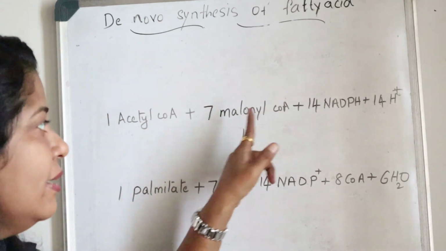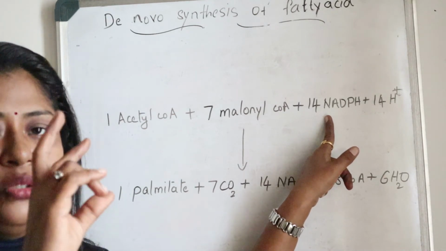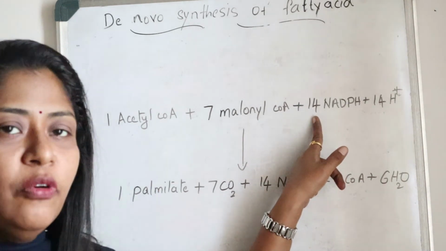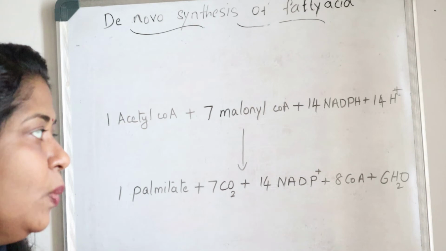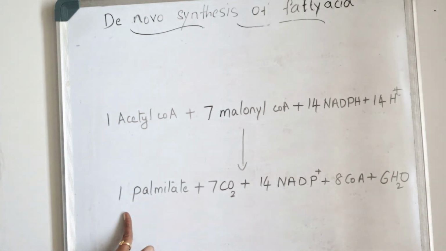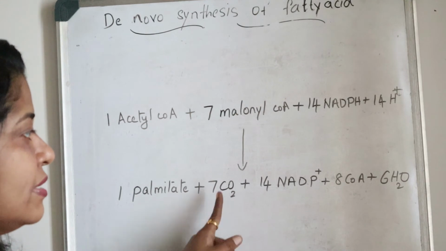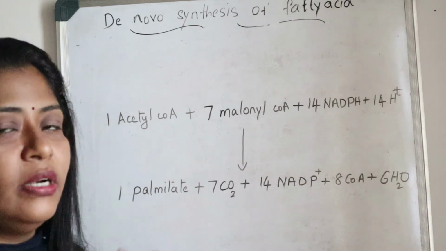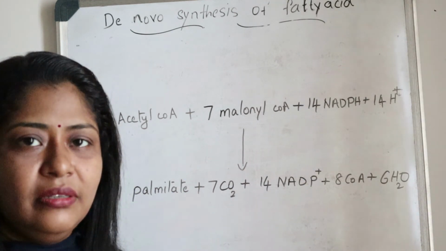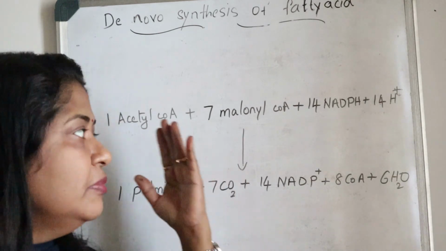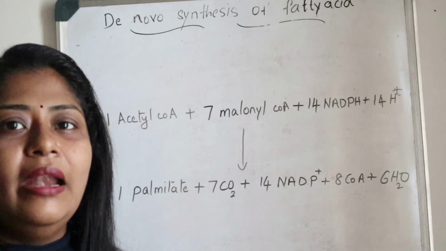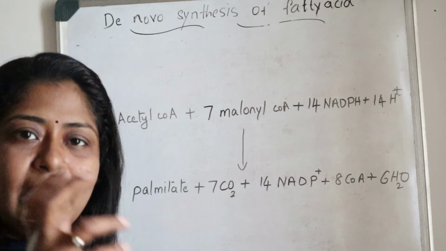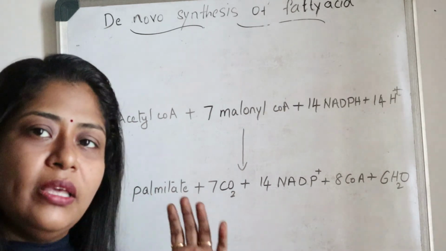So 7 malonyl-CoA, 14 NADPH, that we know 2 NADPHs are required for each cycle, so 14 NADPH plus 14 H plus, giving 1 molecule of the fatty acid, that is palmitic acid, plus 7 carbon dioxide, 14 NADP plus, 8 coenzyme A and 6 water. So that is the net reaction for the production of 1 palmitic acid from the 2-carbon acetyl-CoA, and again adding each 2 carbons as malonyl-CoA in each step, and a total of 7 times this pathway has to repeat, producing 1 molecule of palmitic acid.